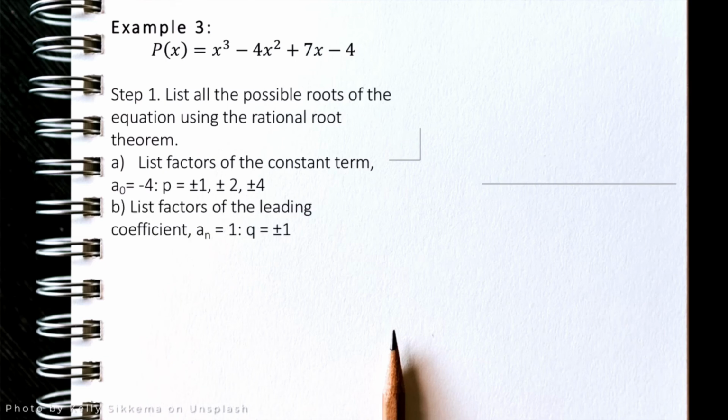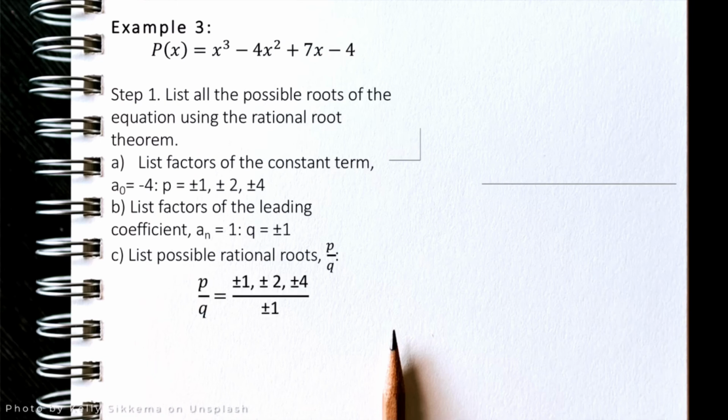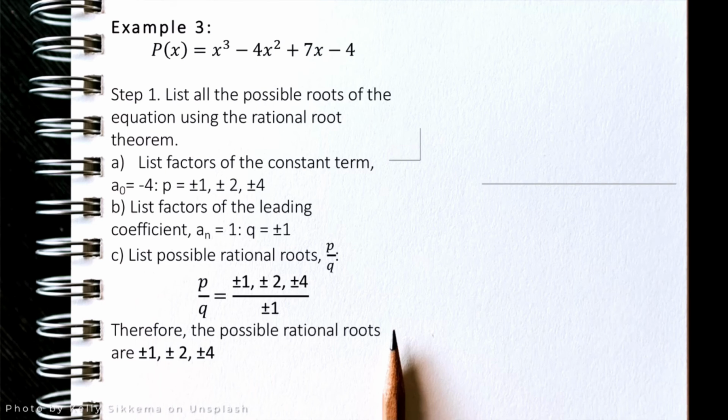And then, we're going to list all the factors of the leading coefficient. The leading coefficient is an invisible 1 here. Therefore, the factors are plus or minus 1. Then, we're going to divide P over Q. By dividing all of this, the answer is plus or minus 1, plus or minus 2, and plus or minus 4.